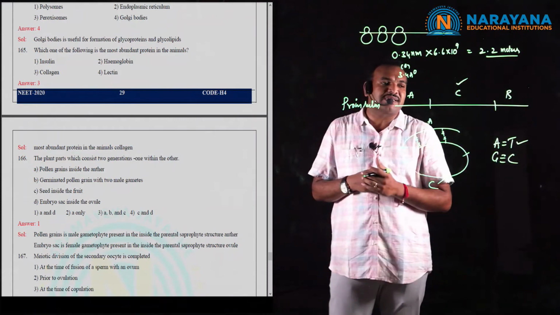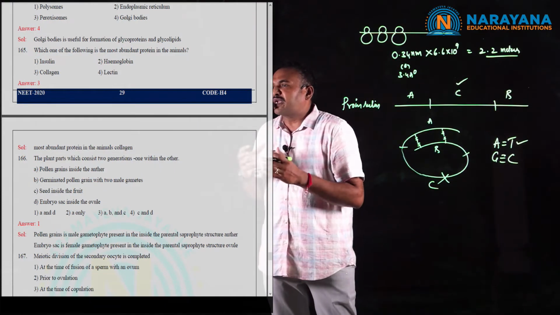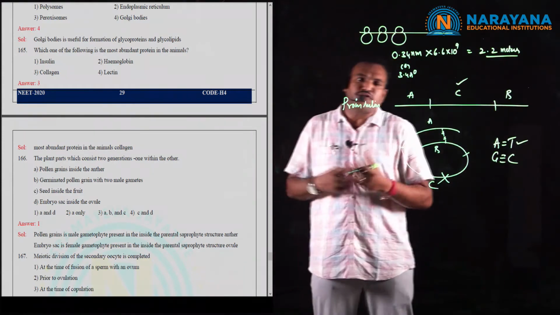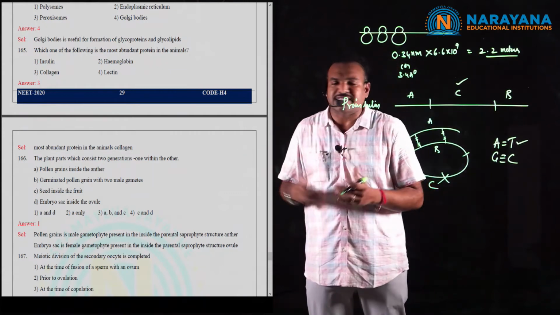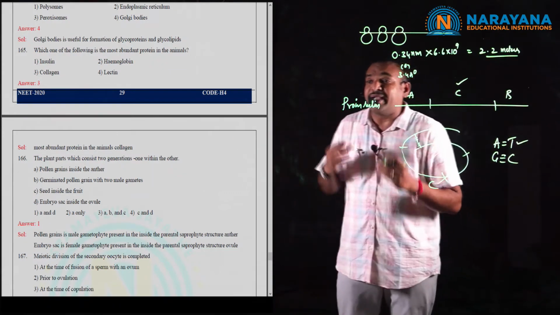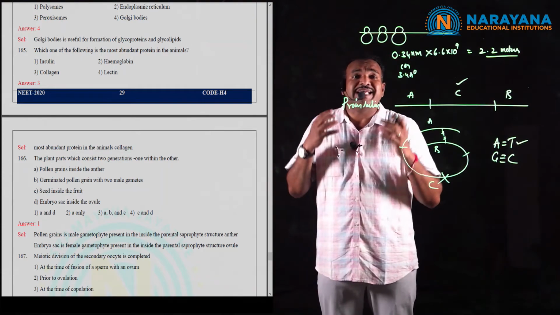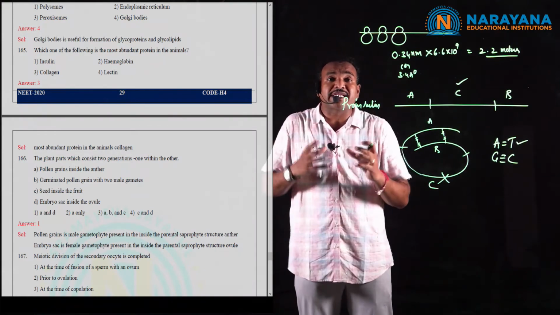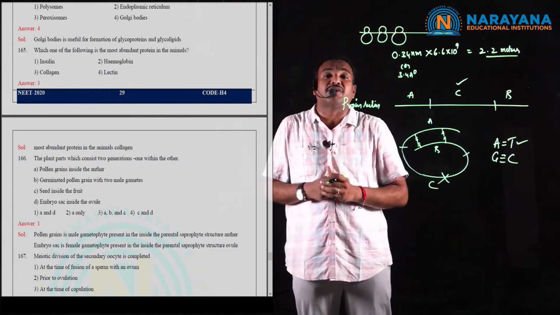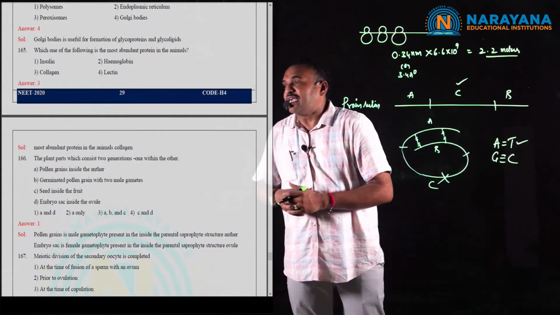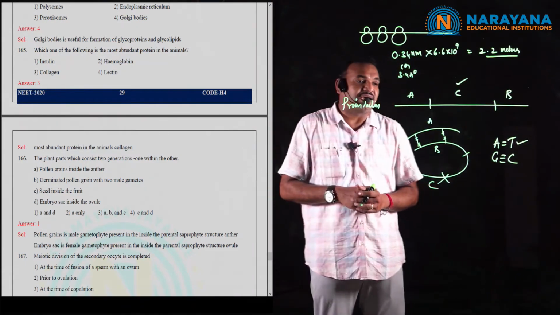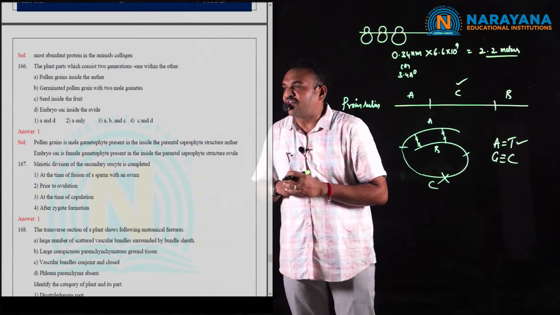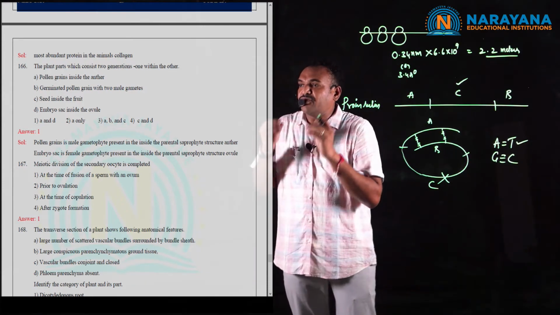Next one is question number 165. Which one of the following is the most abundant protein in animals? It may be both zoology and botany, but no matter, we can discuss it under biomolecules. The most abundant animal protein is collagen, which is an intercellular ground substance. The most abundant plant protein, and not only that, the most abundant protein in the entire biosphere, is rubisco, but the animal protein is collagen. The right option for question number 165 is the third option. Question number 166. The plant part which consists of 2 generations, one within the other.